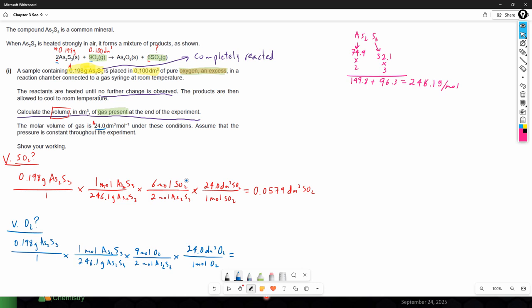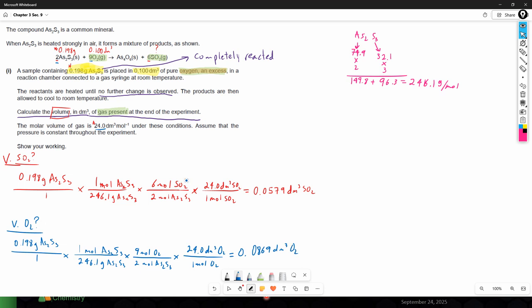So we have 0.198 times 9 times 24 divided by 246.1 divided by 2, and we get 0.0869 dm cubed of O2. But you have to be careful.